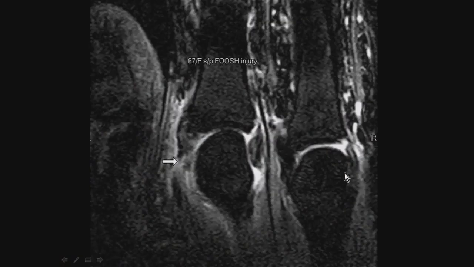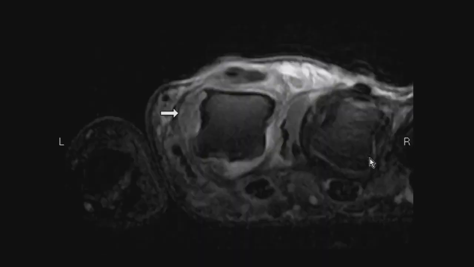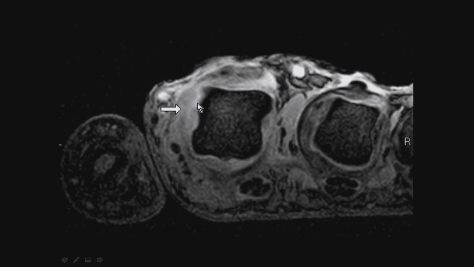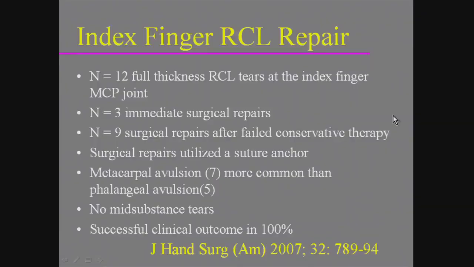Another patient with a radial collateral ligament tear involving the index finger. So here's the thumb, coronal images. Here's the radial collateral ligament coming down, and there's a full thickness tear of its metacarpal attachment as a result of a fall on an outstretched hand mechanism of injury. Axial images in that patient. Here's the torn radial collateral ligament. T2 star weighted image. Nicely see just complete absence, increased signal intensity where you would expect that radial collateral ligament.